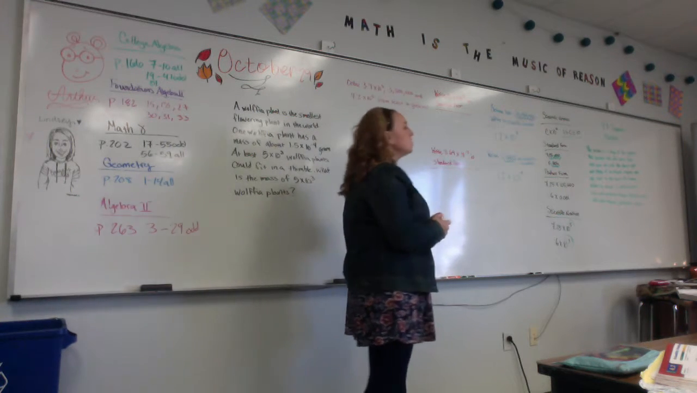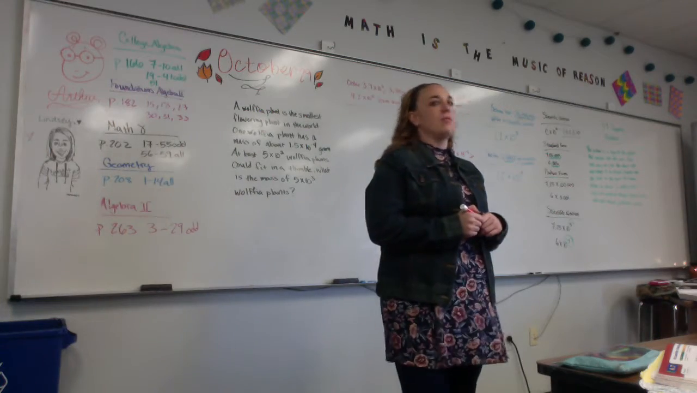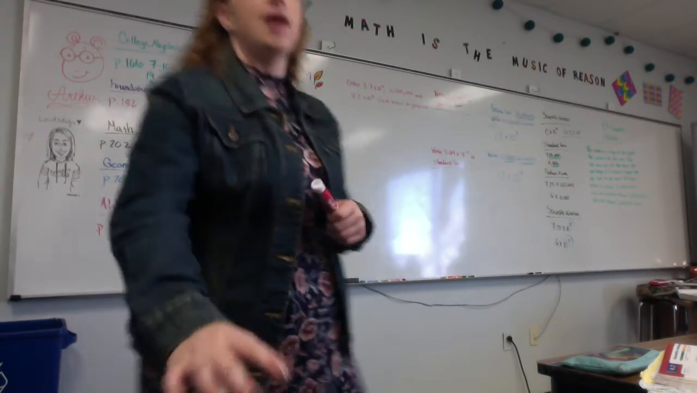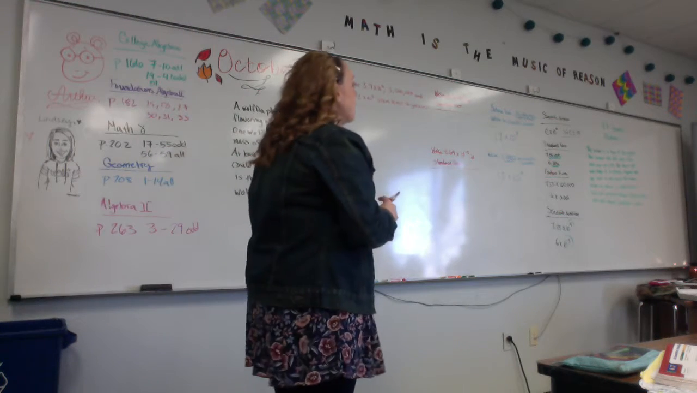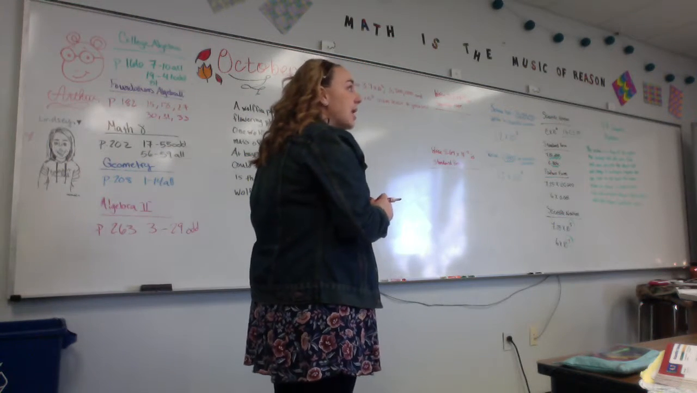Okay. Write 3.2 times 10 to the 7th in standard form. Now I want to write it in standard form. How do I do that? Move it to the right 7 times. You move it what? To the right 7 times.